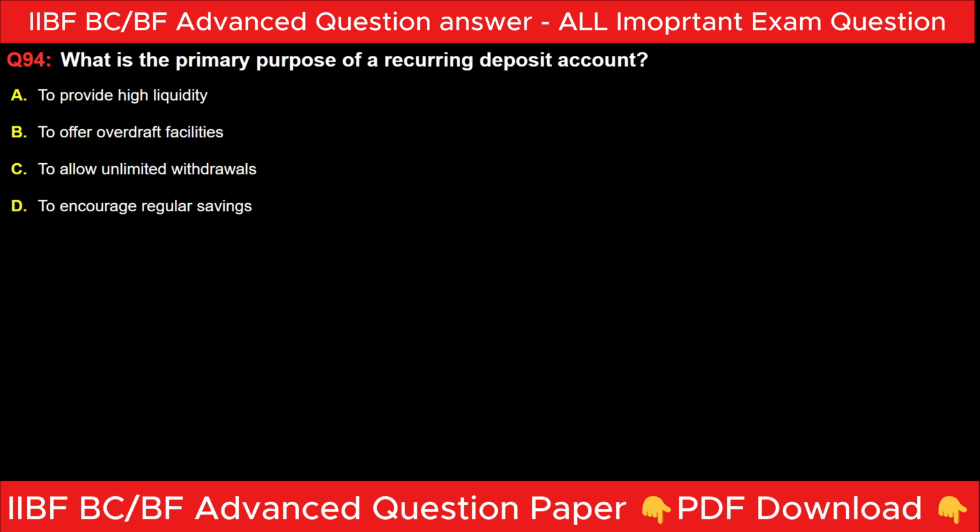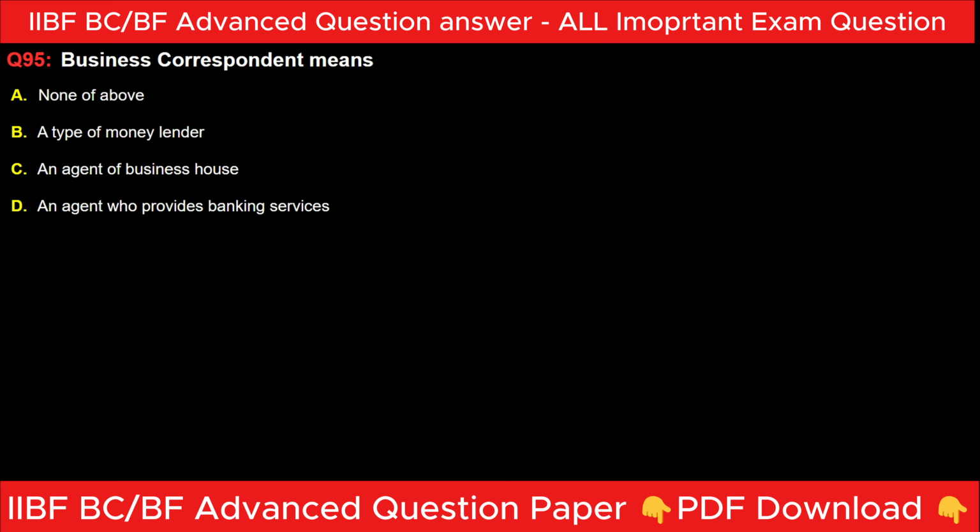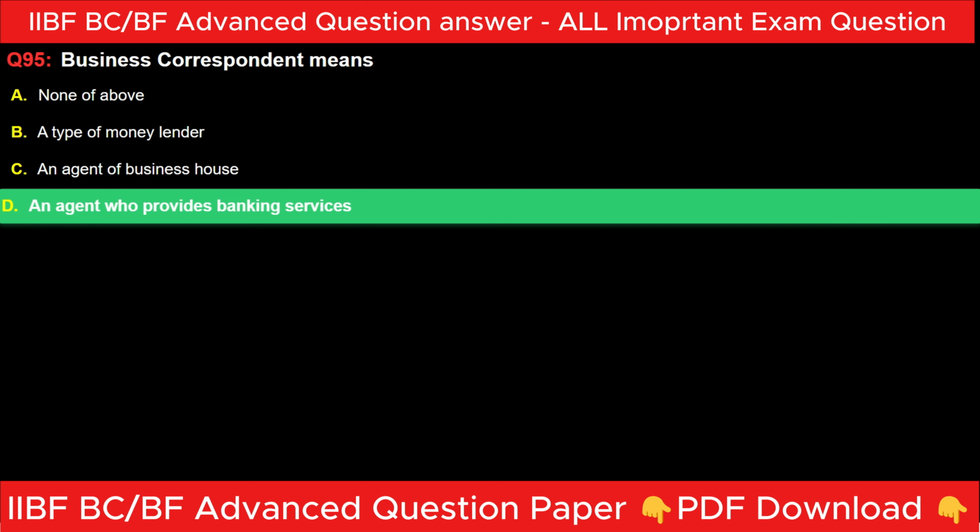What is the primary purpose of a recurring deposit account? To encourage regular savings. Business correspondent means an agent who provides banking services.